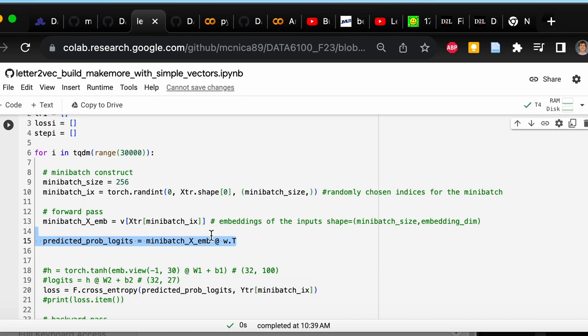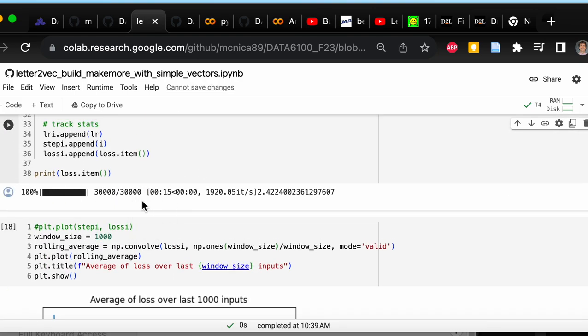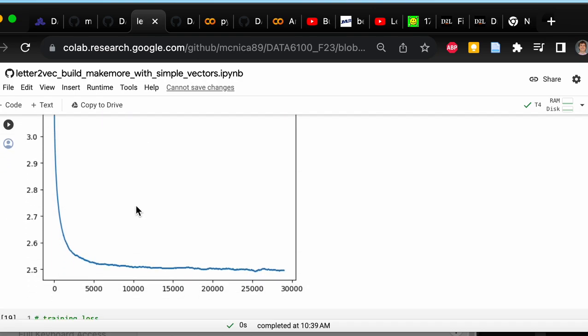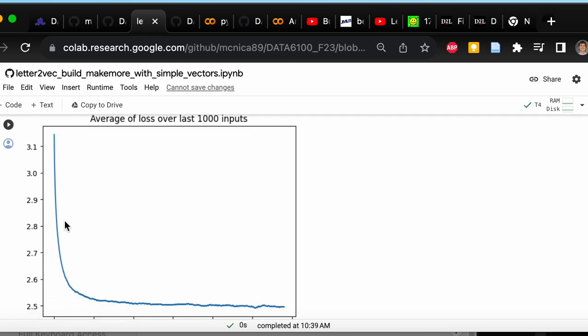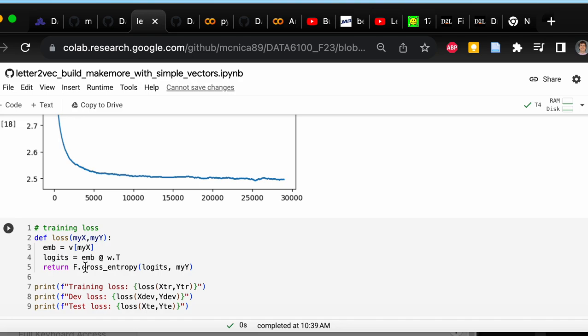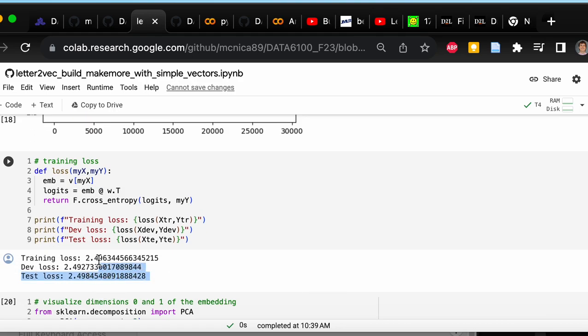Okay, and then I trained it. Fortunately, I trained it while we were doing something else, and you get a little better of a score. So before it was 2.8, now it's like 2.5. That's great. So big improvement, all the way from 2.8 down to 2.5.